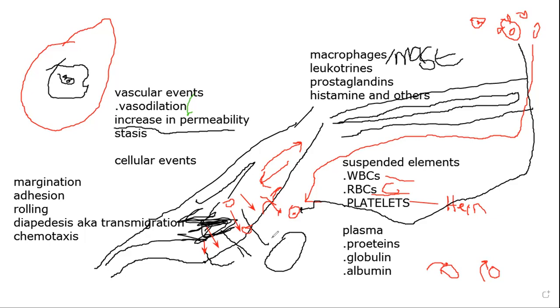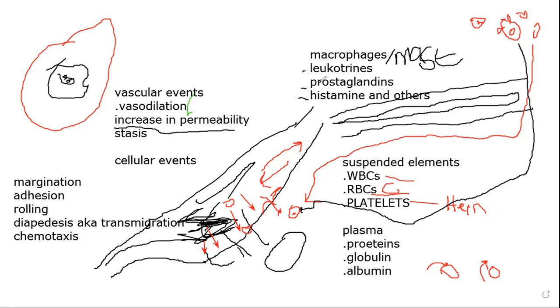Can you just repeat on the vascular events again? Okay, vascular events. For example, you have an infection somewhere, you have got a bacteria, maybe on the leg, and we have a lot of white blood cells in the blood. When there is any infection, the blood flow is disturbed. Specific cells, such as the mast cells and macrophages, release chemical mediators of inflammation: leukotrienes, prostaglandins, histamine.